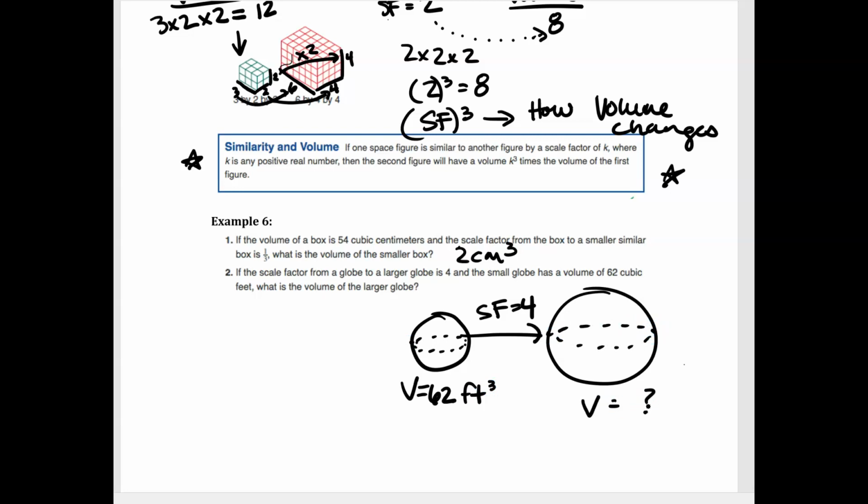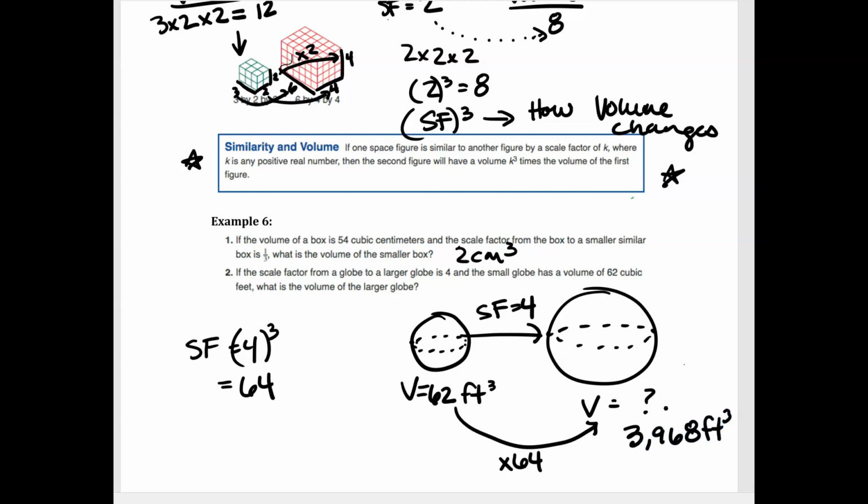So if the scale factor is 4, then we're going to take 4 and cube it. So 4 times 4 times 4 gives us 64. So it means the volume is going to be 64 times as big. So 62 times 64 gives us 3,968 cubic feet.